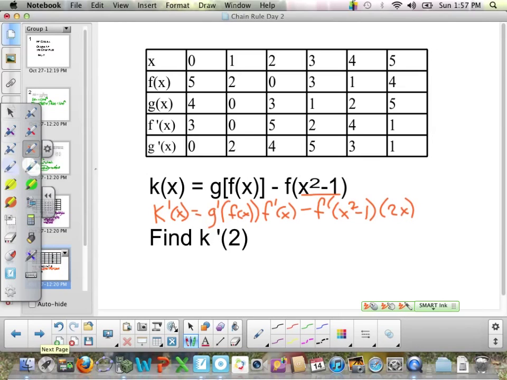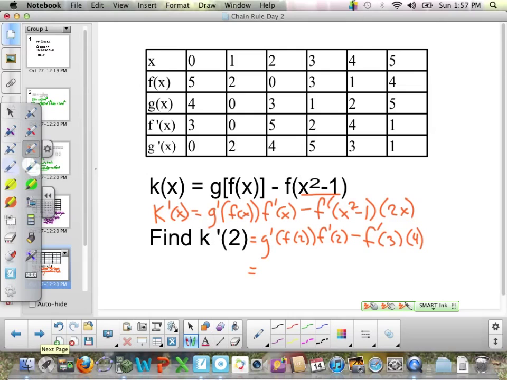And then just plug in 2. So here we got g prime of f of 2 times f prime of 2 minus f prime of 2 squared minus 1, which is 3, times 2 times 2, which is 4.